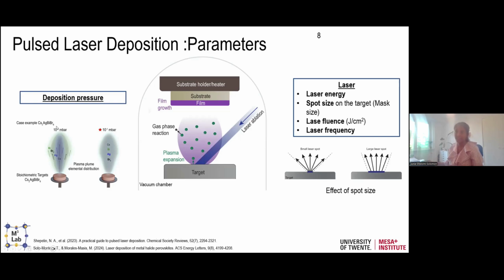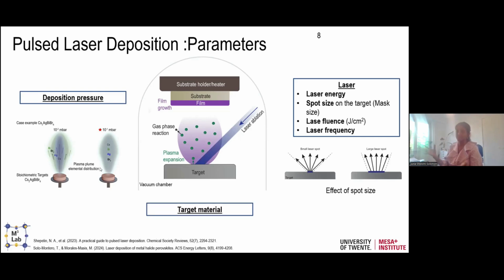And here we have a case example of the double halide perovskite, where we see for a pressure of 10 minus 2 millibar, the plume is much more widely spread, and for a higher pressure, then it's much more confined. And for a higher pressure, usually there's much more collisions before the species actually arrive on the substrate. So you're able to lower the energy of the species arriving on your substrate.